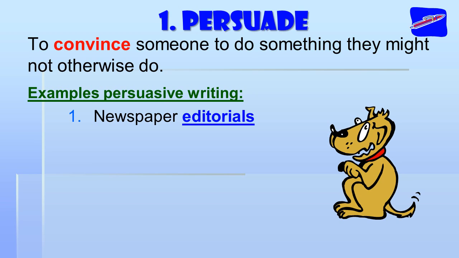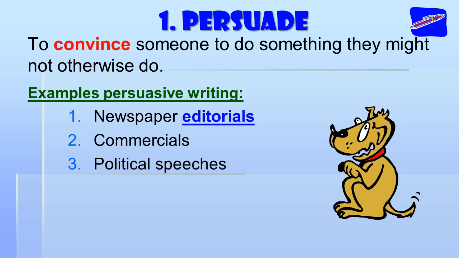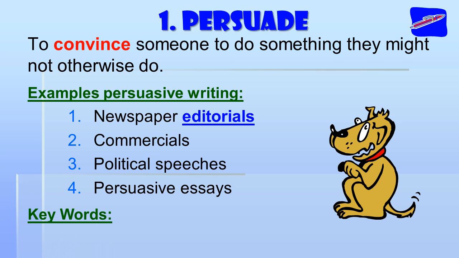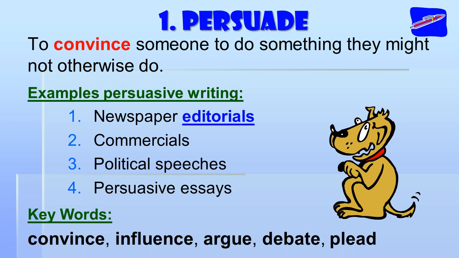The examples of persuasive writing, and there are many, are things like newspaper editorials. These are articles that appear in the newspaper that give a person's opinion. Commercials, like the type we see on TV or hear on the radio. Political speeches from individuals who want us to vote for them. And persuasive essays, the kinds we write in our English class. Some of the key words that might clue us into persuasive writing are as follows. The words convince, influence, argue, debate, or plead. All of these words have something to do with persuading.